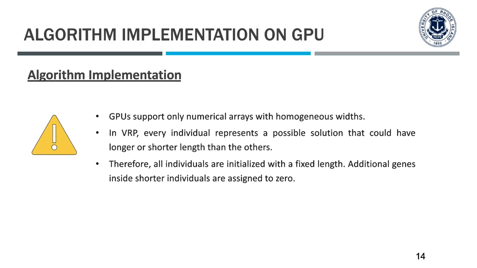We face some challenges and limitations when we implement our algorithm on the GPU, because GPUs support only numerical arrays with homogeneous widths, which is not the case in the VRP problem, because by its nature every individual represents a possible solution that could have a longer or shorter length than the others. To solve this, all individuals are initialized with a fixed length. Additional genes inside shorter individuals are assigned to 0.